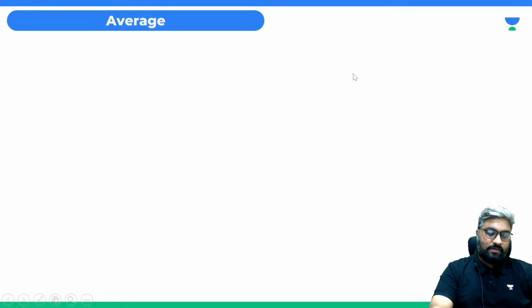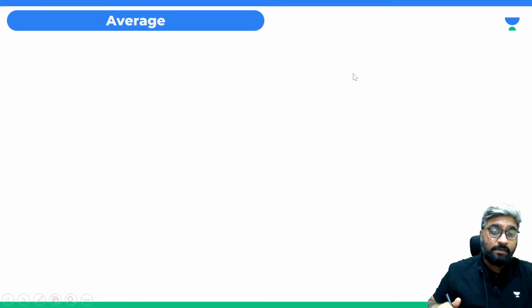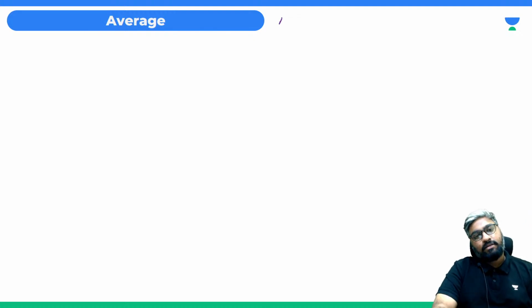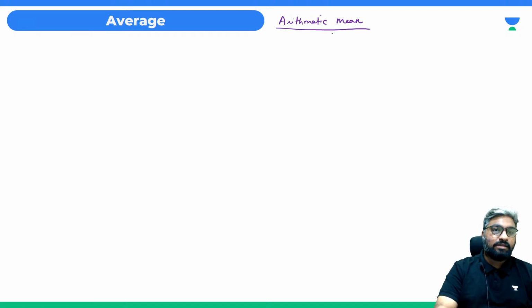So let's start with average. Now there are different types of averages. The average that we are going to talk about, or the average that gets tested in arithmetic, is arithmetic mean. Yes, there are different types of averages. We have geometric mean, harmonic mean. All of them are technically averages only, but the average that we are going to talk about is arithmetic mean.